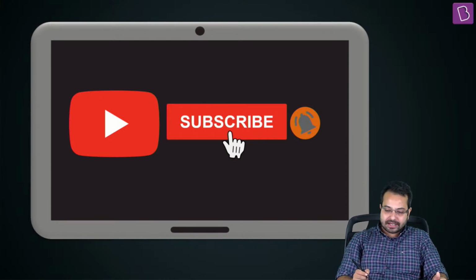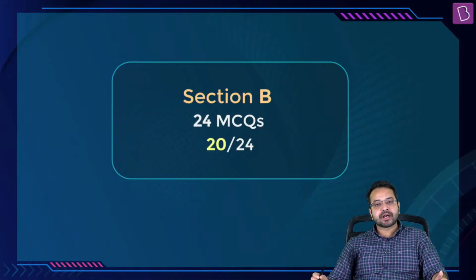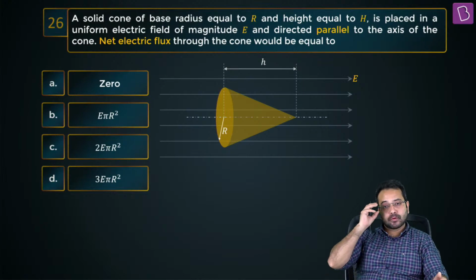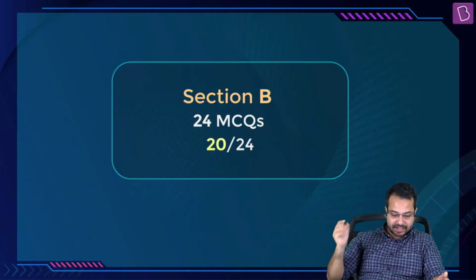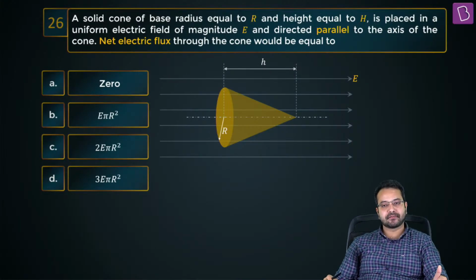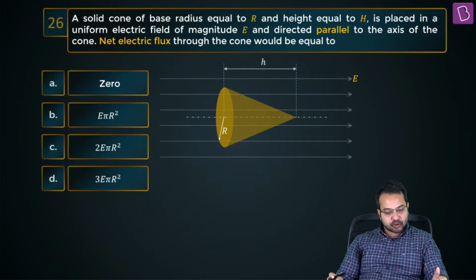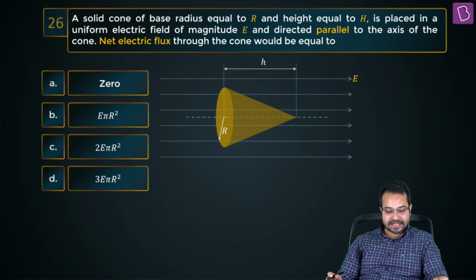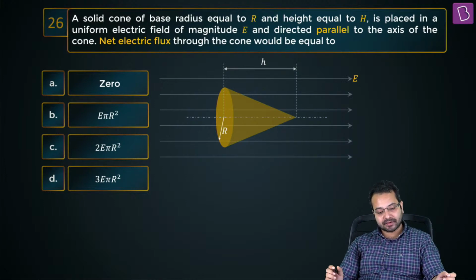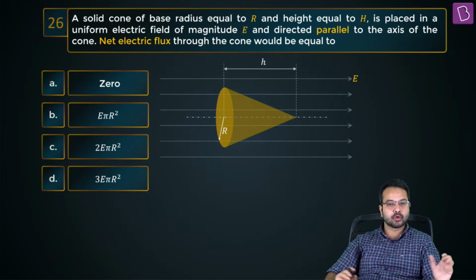All right, let's move forward, and now we are at section B. Now section B, we're going to start here. How many questions we have to attempt? 20 out of 24. All right. A solid cone of base radius equal to r and height h is placed in a uniform electric field of magnitude E and directed parallel to the axis of the cone. Net flux through the cone would be equal to.